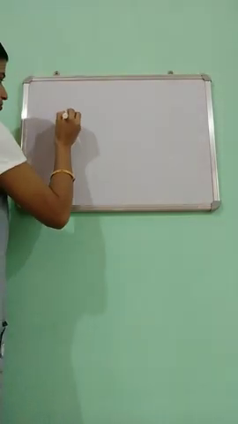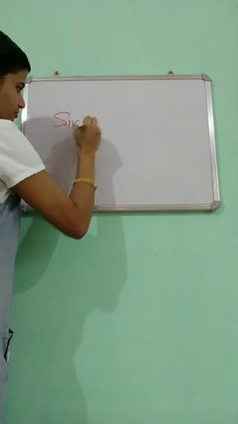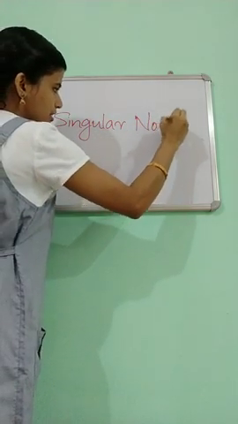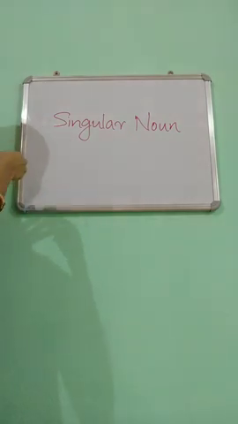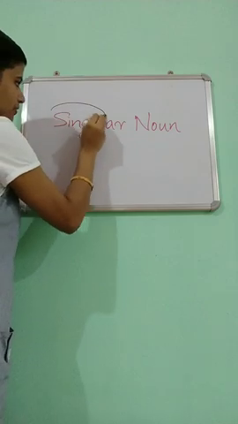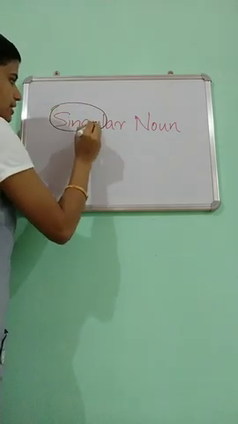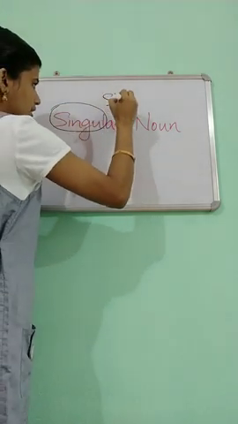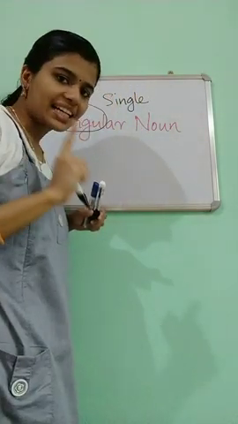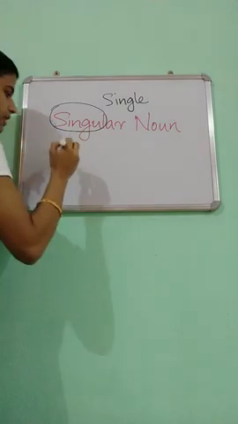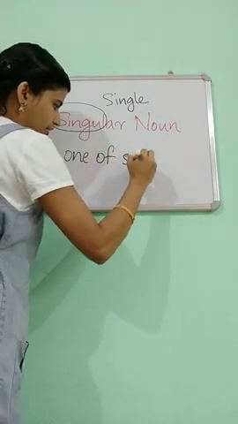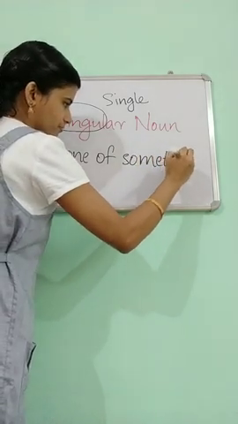Singular noun. Singular noun means one of something. In the word singular, we can see the word single. Single means one. So, singular means one of something. There will be only one of something.